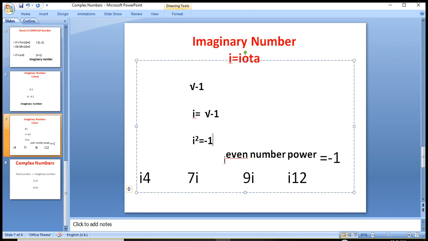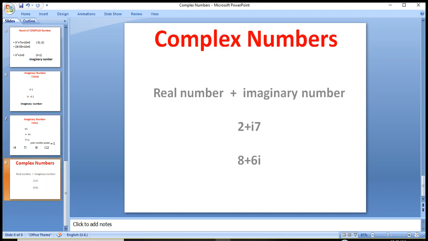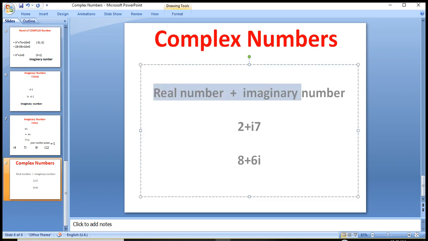And we know imaginary numbers are written like this: 4i, 7i, 9i, 12i. We can write i before the number or after the number. It's okay? Yes. So how to write a complex number? A complex number is always written in this way: a real number plus an imaginary number, like 2 plus 7i, 8 plus 6 iota. These two numbers are complex numbers.